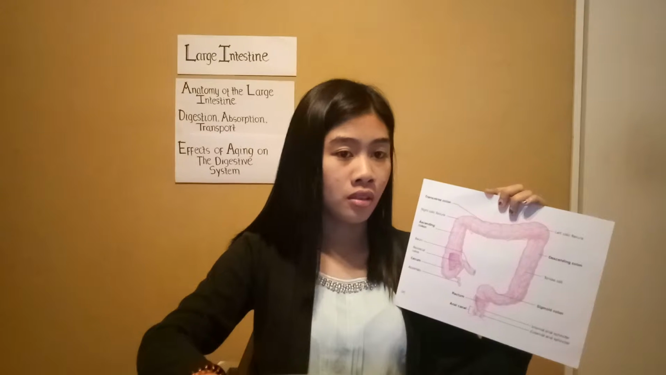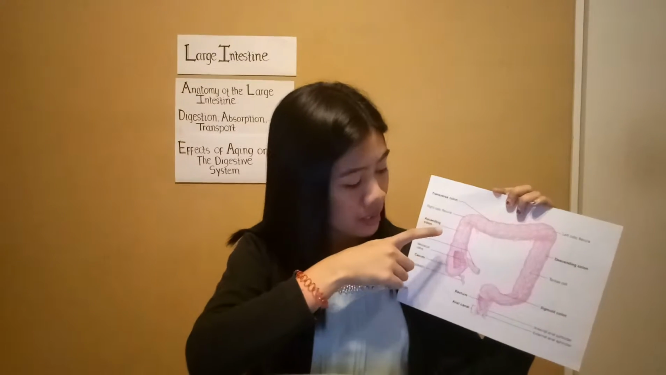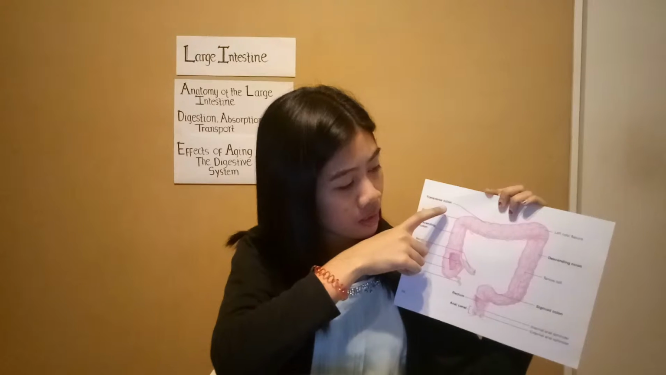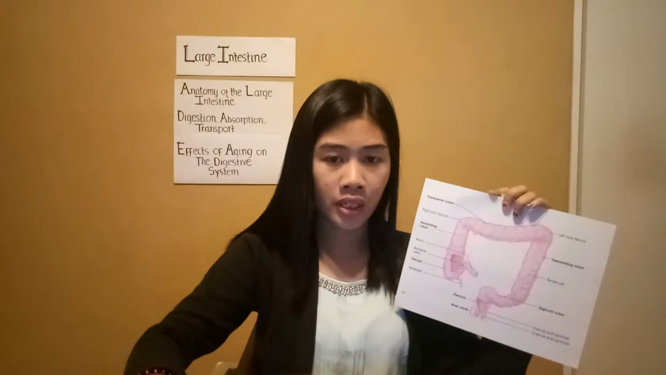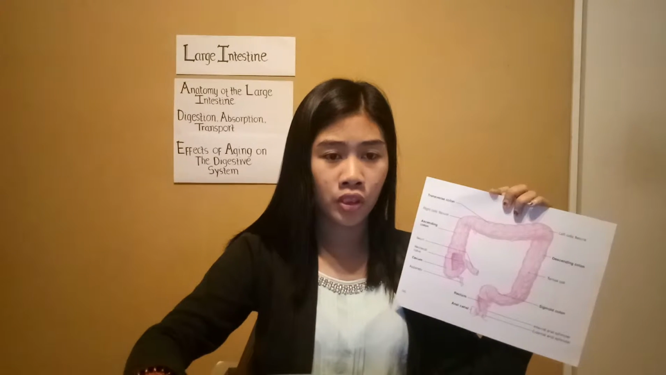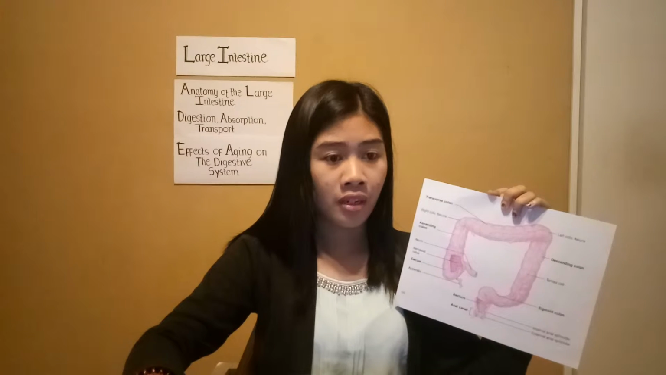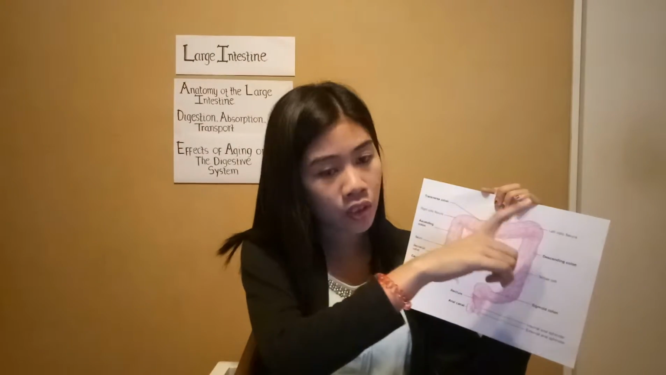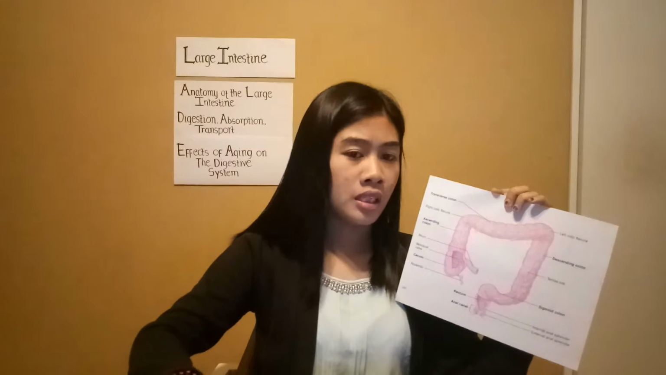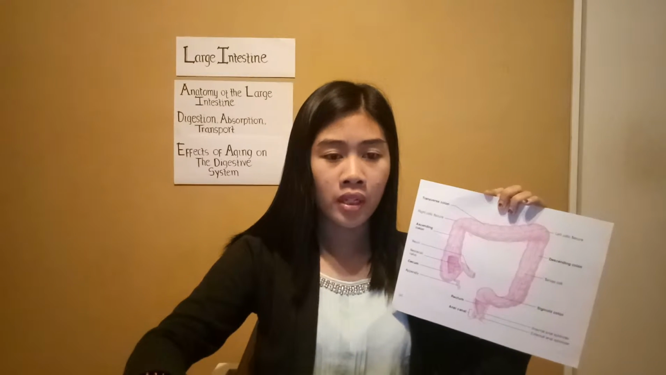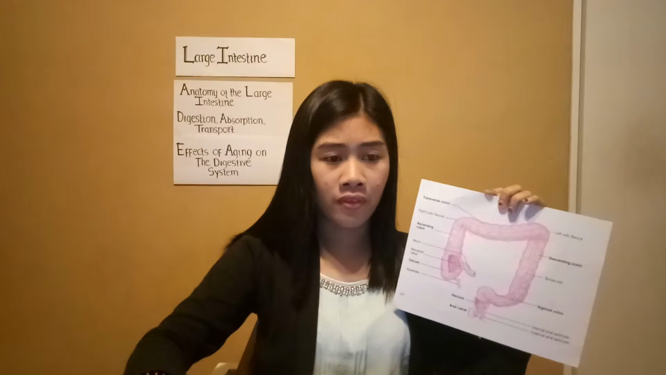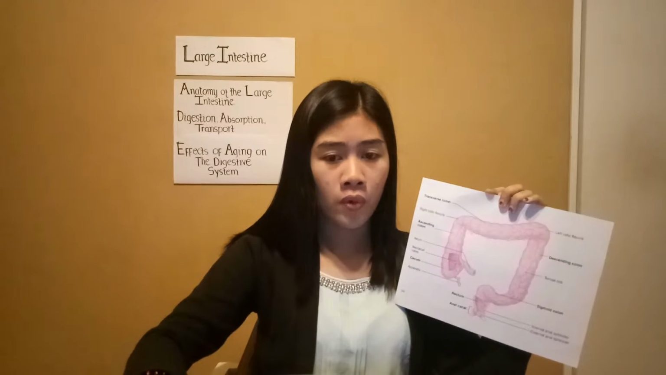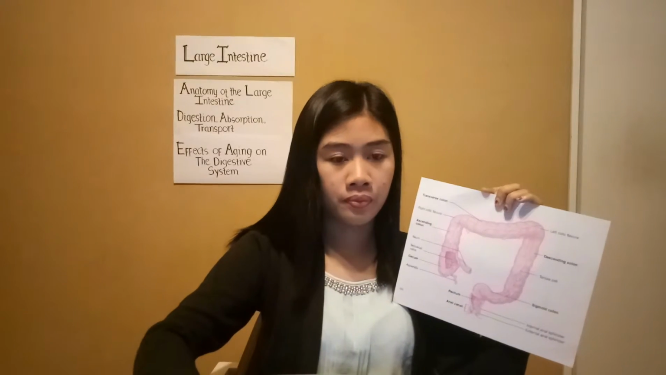Next is the colon. The colon consists of the ascending colon, transverse colon, descending colon, and sigmoid colon. The ascending colon extends superiorly from the cecum to the right colic flexure near the liver. There it turns to the left, and the transverse colon extends from the right colic flexure to the left colic flexure near the spleen, where the colon turns inferiorly. The descending colon extends from the left colic flexure to the pelvis, where it becomes the sigmoid colon.